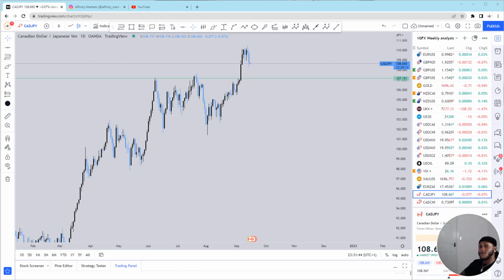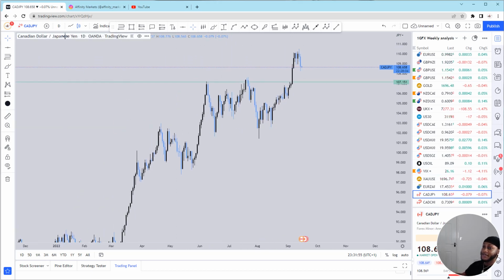What up traders, just a quick update on CAD JPY, simple market structure and basics, so let's go straight to the chart. On our screen you can see we have CAD JPY on our daily time frame.